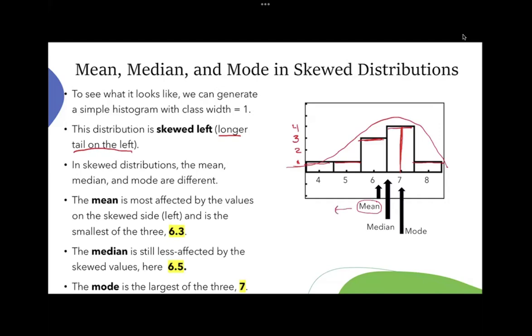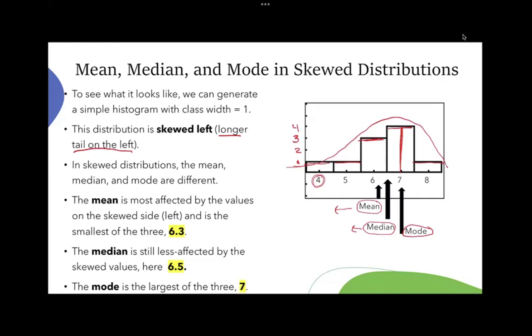In a skewed left distribution, the mean is most affected by the values on the left-hand side, by the 4 down here. Now, it doesn't necessarily mean that 4 is an outlier, but it just means that the mean is most affected by that value on the far left. The median is somewhat affected, but it's not as affected as the mean. So the mean is 6.3. The median, 6.5, is not as low as 6.3. So while it is pulled down away from the mode, it's not pulled down as much as the mean.